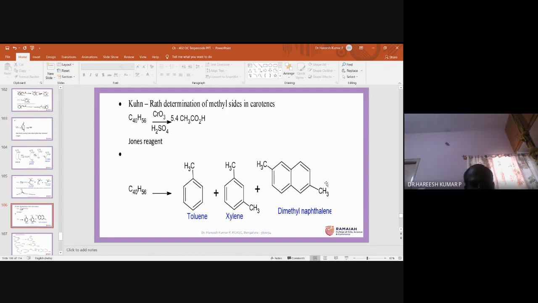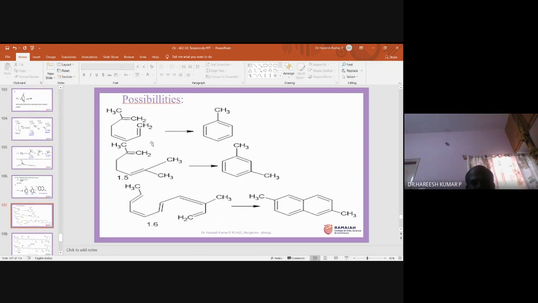So I will go to the next one. These are the possibilities. This one is called 1,4 combination, and this type of combination leads to toluene. The 1,5 combination, 1, 2, 3, 4, 5, leads to the xylene moieties, and the 1,6 combination leads to the naphthalene moieties. So this is the explanation for the formation of toluene, xylene, and naphthalene. With this, I will go to the next slide.